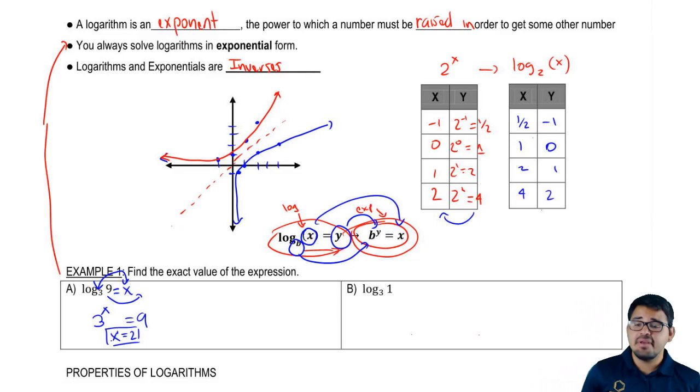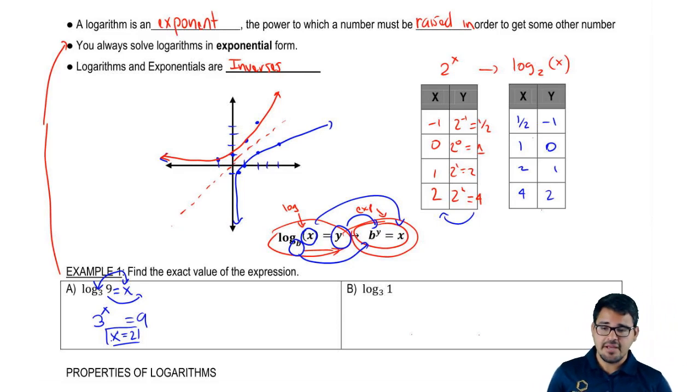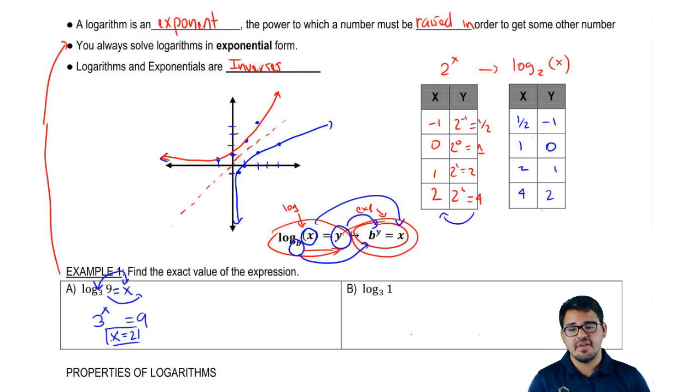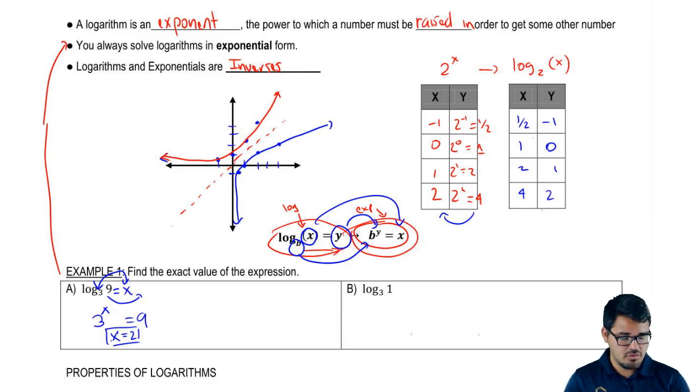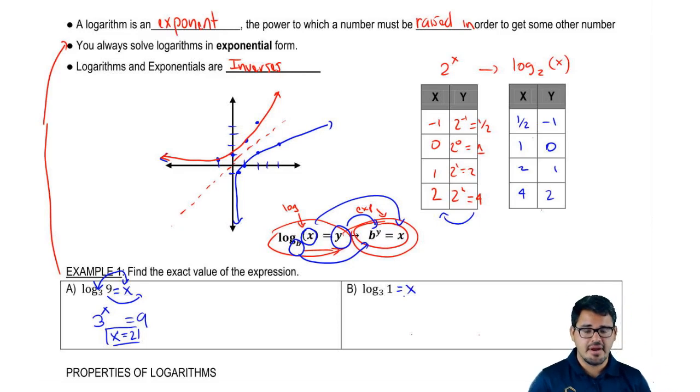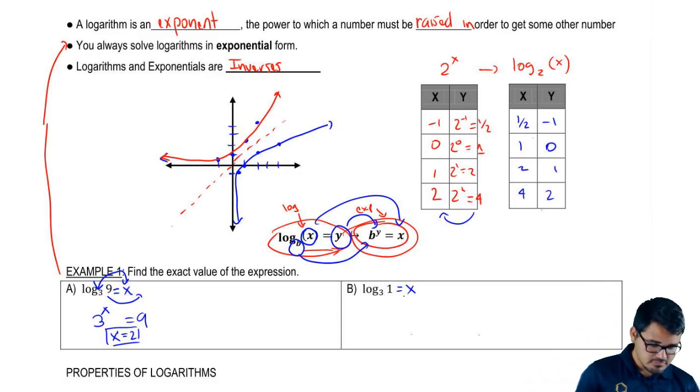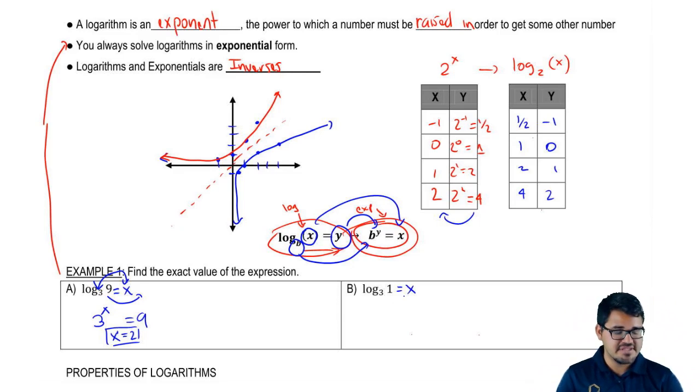In letter B, we're going to have the same question: 3 to the what power is going to give you 1? So we're going to write x here. Then we're going to do the same thing and go with the whole outsides and insides thing. We're going to join the outsides, so it's going to be 3 to the x. And then we're going to equal it to the inside, kicking out the middle. It's going to be 3 to the x equal to 1.